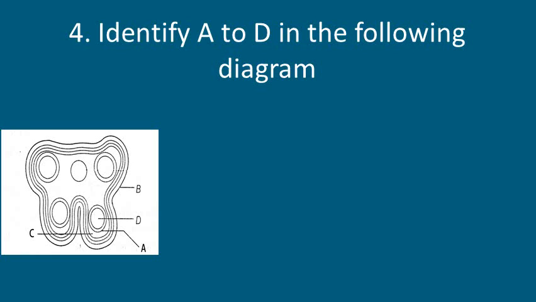Question number 4. Identify A to D in the following diagram. This diagram is actually the cross-section view of the anther. In the previous question, question number 3, the longitudinal view of the anther was given, and now it is the cross-section or transverse section view of the anther. Here the options are coming.